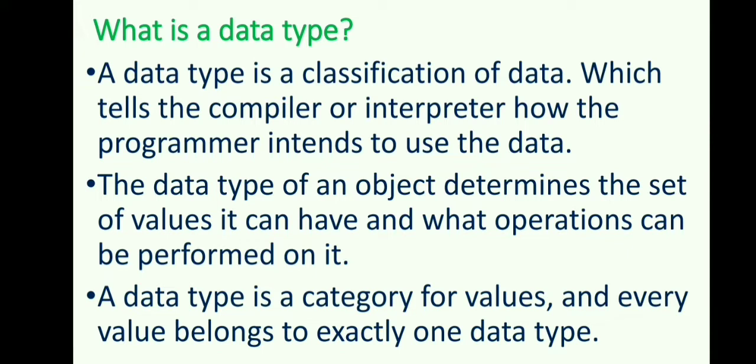According to L. Swaggart, a famous author of several Python books, a data type is a category for values and every value belongs to exactly one data type. Data types are classes and variables are instances or objects of these classes in Python because everything is an object in Python.